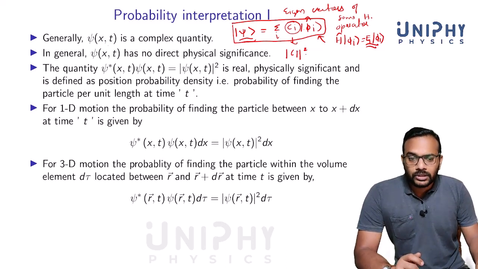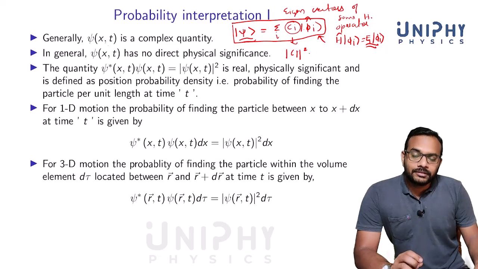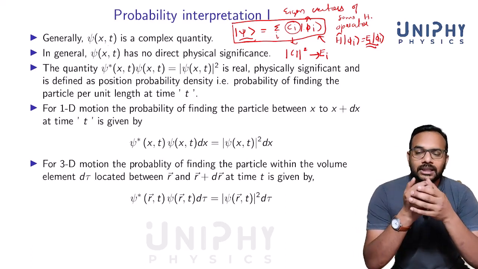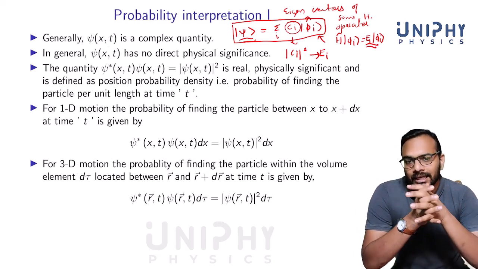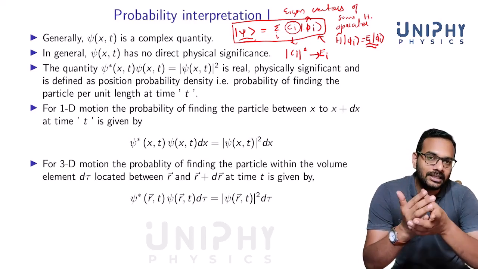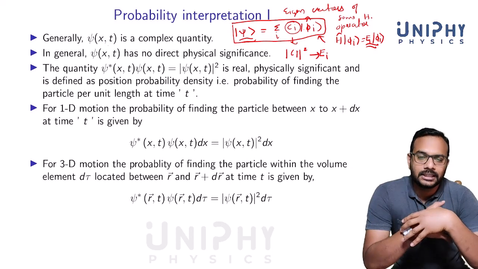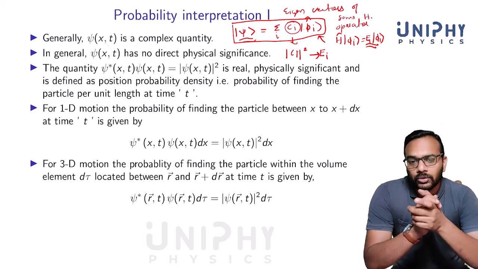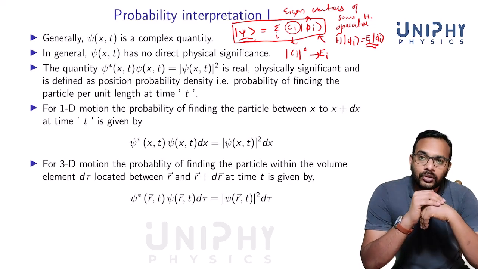Okay, then the modulus of Ci squared gives you the probability to measure an energy value Ei. So the question asked is: if you want to measure the energy of the system, what's the probability of measuring an energy Ei? It could be E1, E2, E3, etc. And quantum mechanics tells us that this probability can be found by obtaining the modulus of Ci squared.